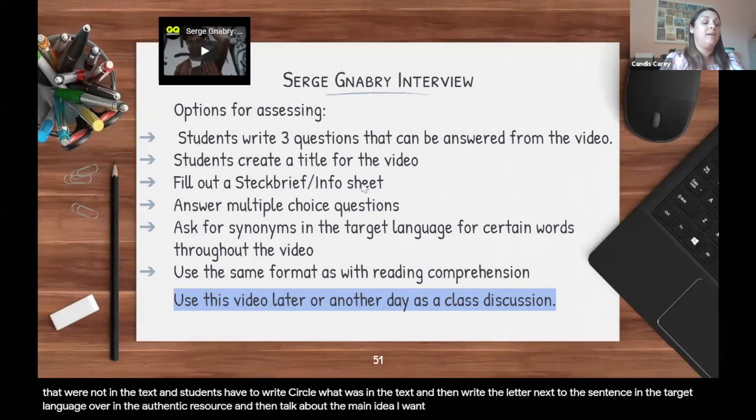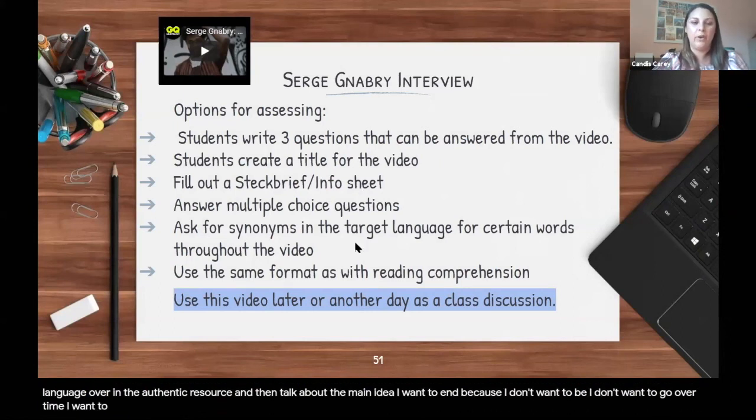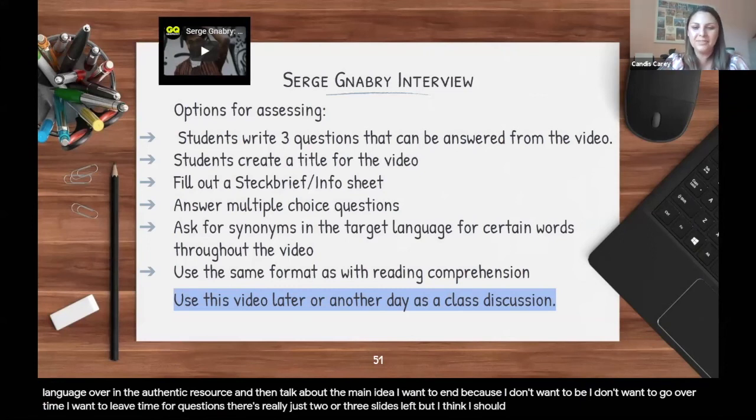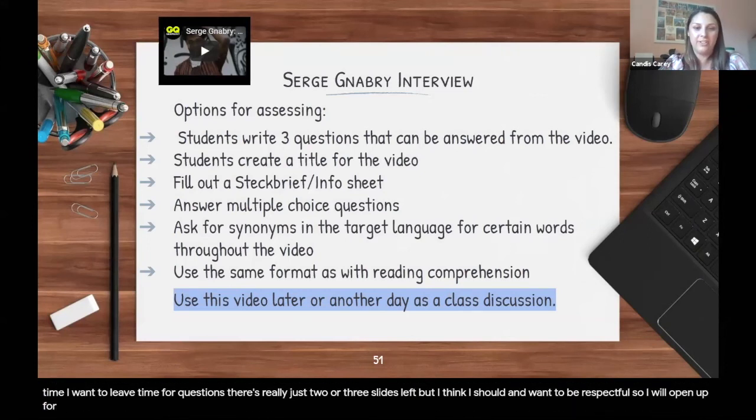I want to end because I don't want to go over time. I want to leave time for questions. There's really just 2 or 3 slides left, but I think I should end. I want to be respectful. So I will open up for questions.